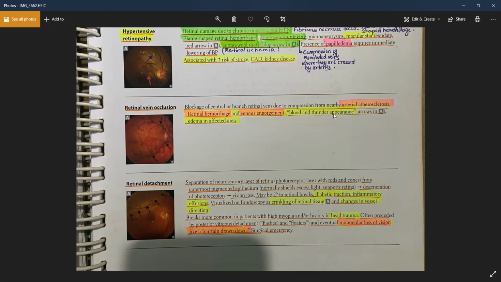Okay, that compression of the vein can happen because of a nearby arterial atherosclerosis that will make your arteries thick and kind of big. It can happen because of any aneurysm in the artery, right? And that can lead to the hemorrhage and the venous engorgement. Those two things will be seen because your veins are very leaky, and when the pressure increases in the vein, you will have a leakage of the blood, and that can lead to the retinal hemorrhages. So these two things will be seen on the fundoscopy.